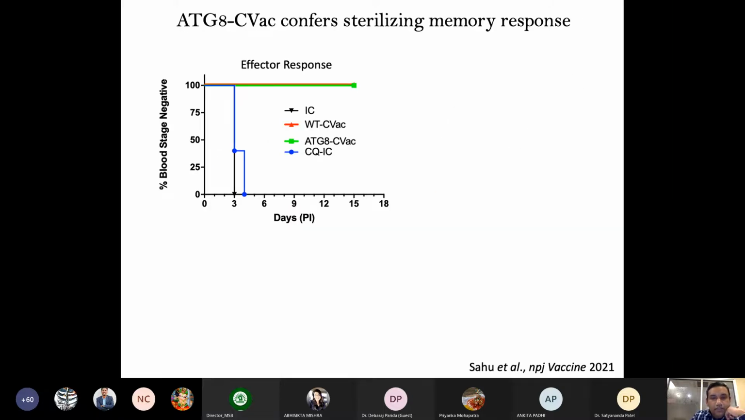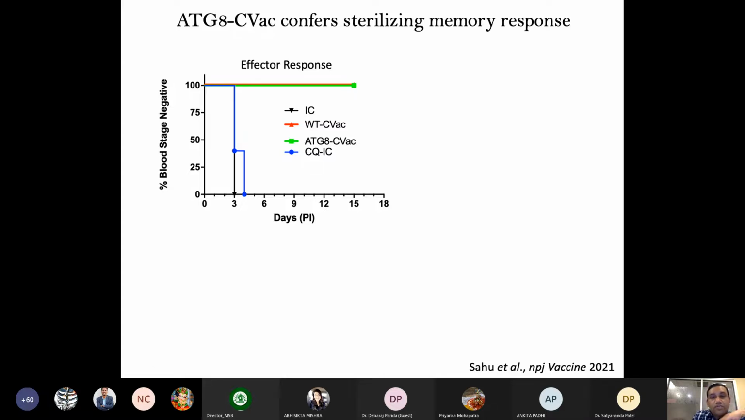So I'm showing you the result here. The black one is the wild type infection control. These are non-immunized, but they were infected with the wild type, so they all came to the blood by day 3. The wild type CVac, basically the mice that received the wild type under the drug cover, and the green, the mice that received the ATG8 mutant under the drug cover, and the blue is the wild type where they didn't receive any immunization but only drug. Okay, this is the control. As you can see, the infection control and the drug control all came up by day 3 and day 4, but these two are completely protected.